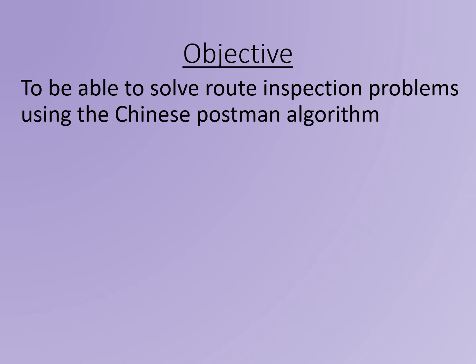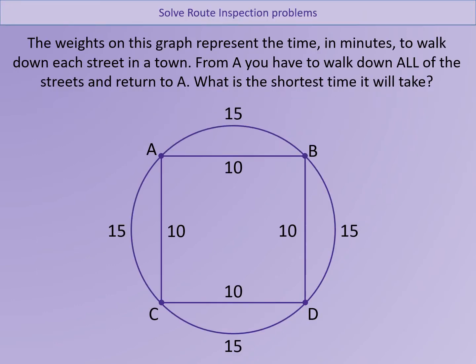In this lesson, we're going to solve route inspection problems using the Chinese postman algorithm where needed. This network represents the streets in a town. The weights on each arc represent the time in minutes it would take to walk along that street. If someone wanted to start at point A, walk along all of the streets and then return to point A, what would be the shortest amount of time it would take?